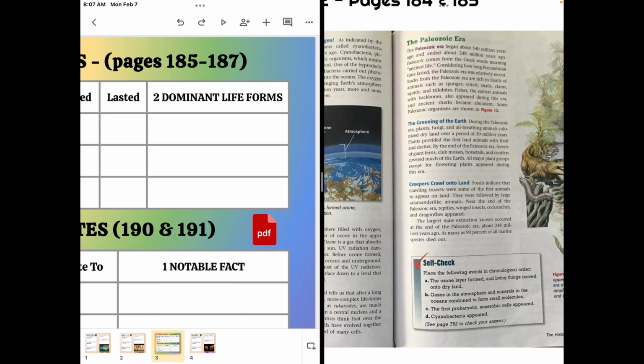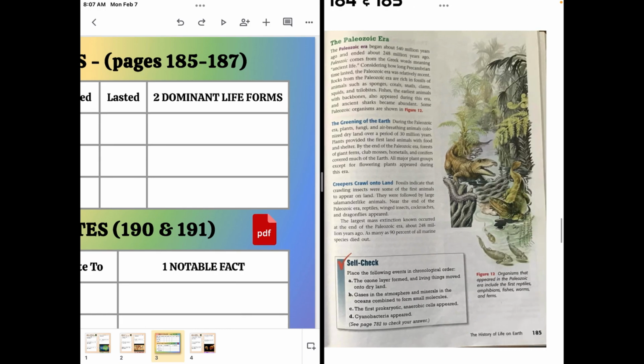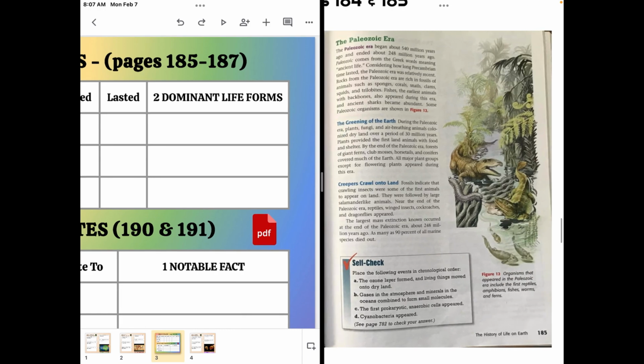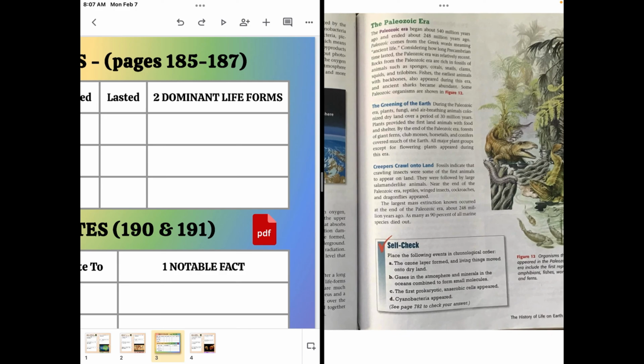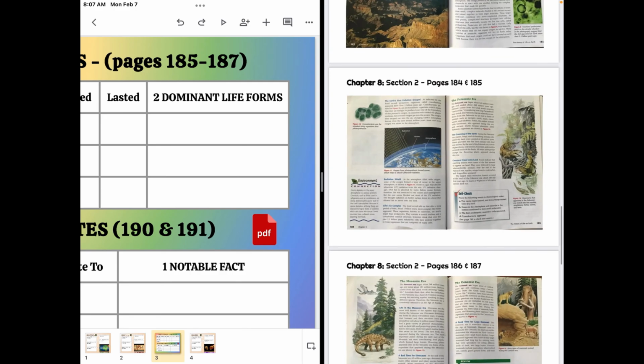Now for the two dominant life forms, we need life forms that were big and in charge during this time period. It does not count if they simply existed. So for instance, jellyfish were around and have been around most of the eras of life, but they haven't really been dominating their habitats.